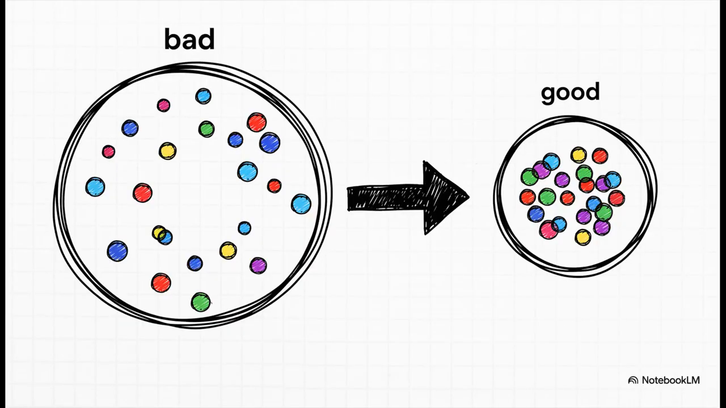And its one and only goal, its entire reason for being, is to make those groups as tight and as compact as possible. Imagine you've got a bunch of dots scattered on a piece of paper. The algorithm's job is to draw circles around them so that the dots inside each circle are packed closely together and the circles themselves are nice and distinct. The less scattered the points are within a group, the happier the algorithm is.